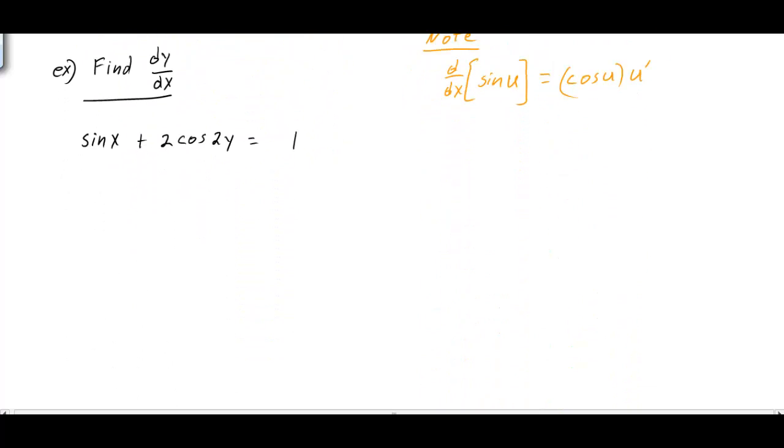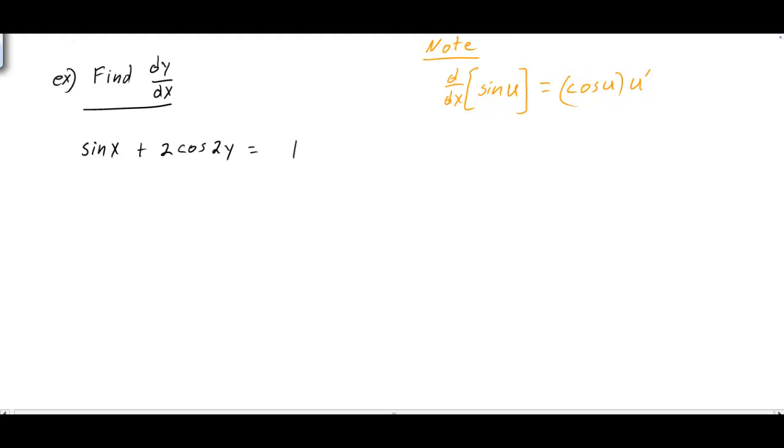All right, here we have an example involving trig functions. We have the sine of x plus 2 cosine 2y equals 1. So once again, we're taking the derivative, dy dx. Now before we get started, over here at the side I've made a note for you. Recall that when we take the derivative of a trig function such as sine, the formula says sine of u. Well, remember here, u is actually representing a function of x. So u is not just representing a variable such as x, but it's actually representing some function of x.